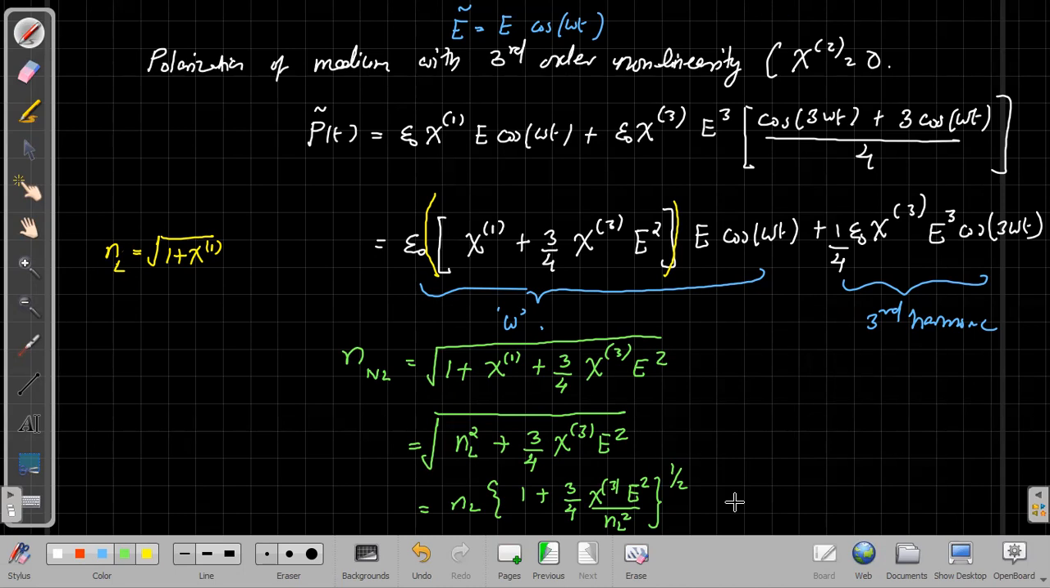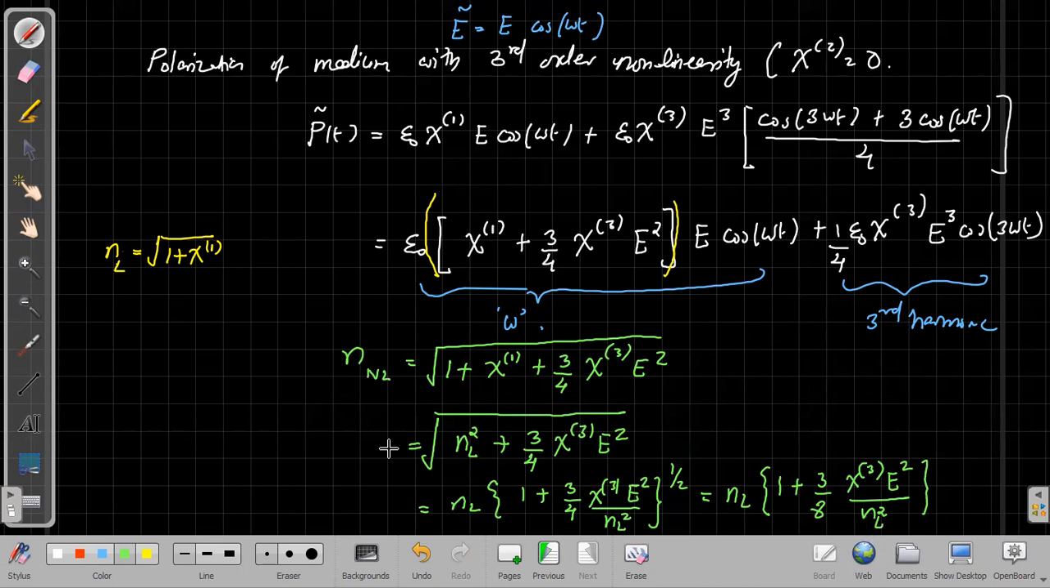It is called binomial expansion. If we use the binomial expansion, take the first two terms, and neglect the higher order terms, we can write this as NL times 1 plus 3 by 4, so it becomes 3 by 8, chi3 E square divided by NL square, just by using the binomial expansion.